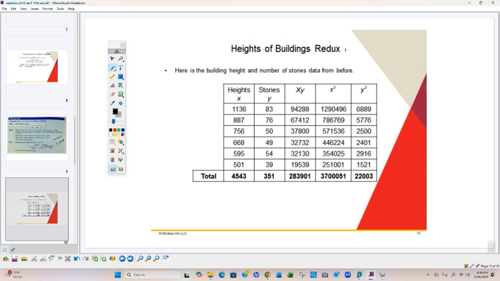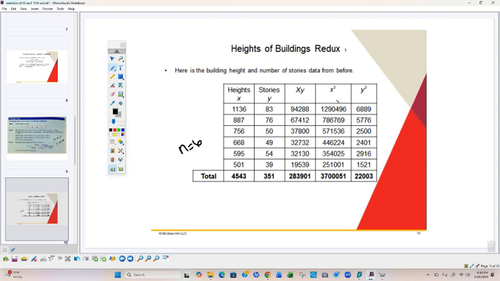So this is back to the height of buildings. Here's my heights. I put them in a column. Here's my stories. I put them in a column. Notice we have 1, 2, 3, 4, 5, 6. So our n is going to equal 6 here. To get xy, I do 1,136 times 83. I get 94,288. I put it there. I do 887 times 76. I put it here. 756 times 50. Put it here. Add them all up.